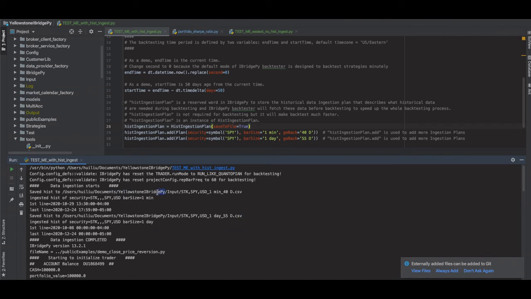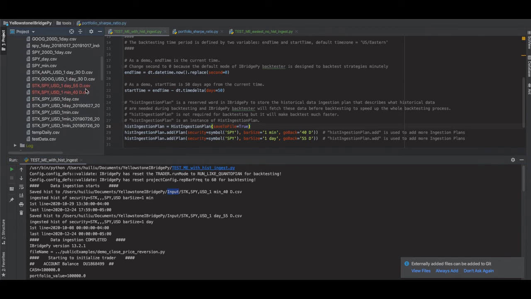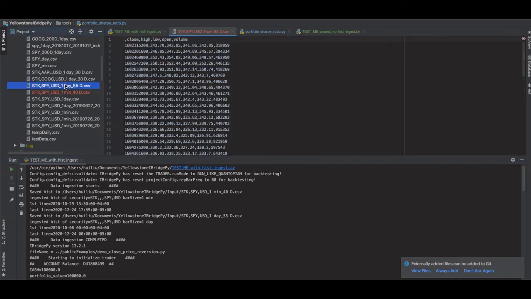It is in the IBridgePy folder, the input folder. We have an input folder. I have a few input folders, but these two new files are saved here. We can see 1 minute 40 day, SPY, exactly here. And the other file that was created is SPY 1 day 50 day. It's right there. Let's open it up.